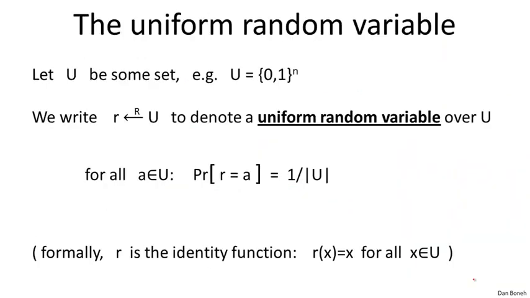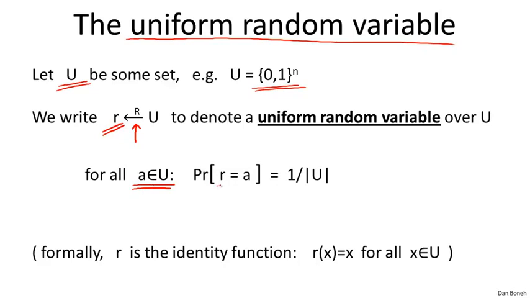Now, there's a particularly important random variable called a uniform random variable, and it's basically defined as you would expect. So let's say that U is some finite set, for example, the set of all n-bit binary strings, and we're going to denote a random variable R that samples uniformly from the set U by this little funny arrow with a little R on top of it. And this, again, denotes that the random variable R is literally a uniform random variable sampled over the set U. So in symbols, what this means is that for all elements a in the universe, the probability that R is equal to a is simply 1 over |U|.